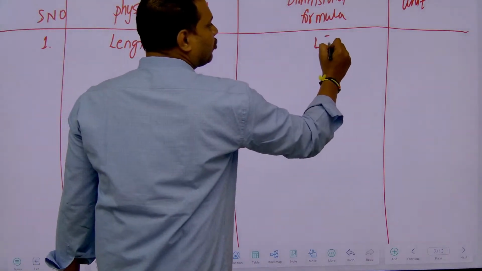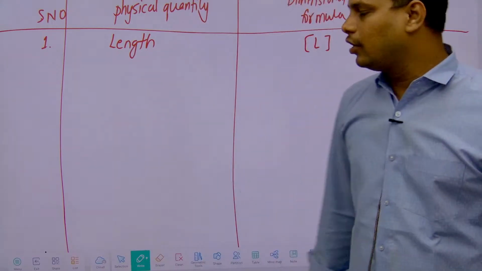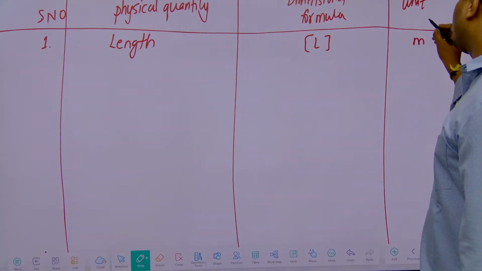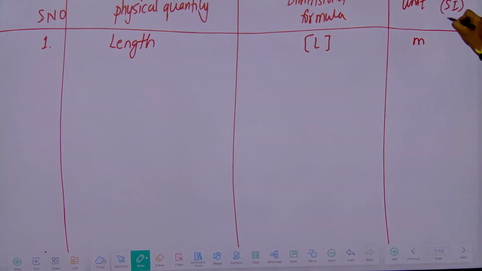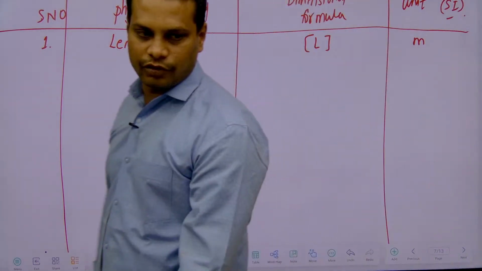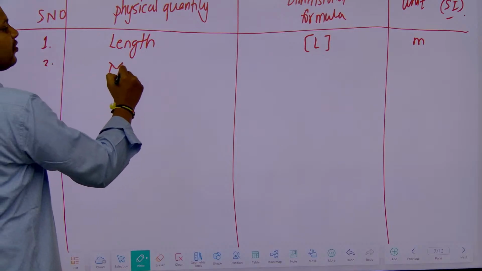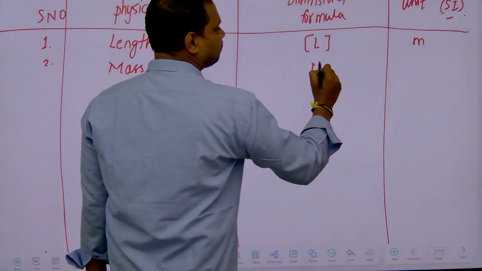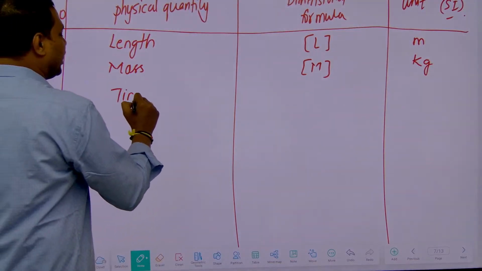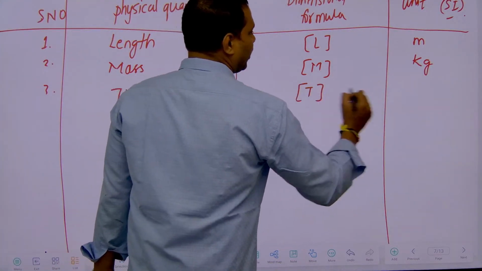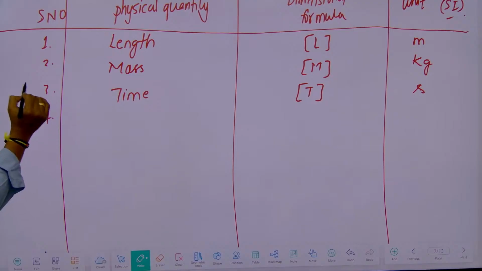It is L. Length can be measured in millimeter, kilometer or any type of units. But in the SI system of units, we represent length with what? Meter. I will represent this in the SI system of units. Similarly, mass is represented with M, and the unit is kg. Time is represented with T, and the SI unit is second.